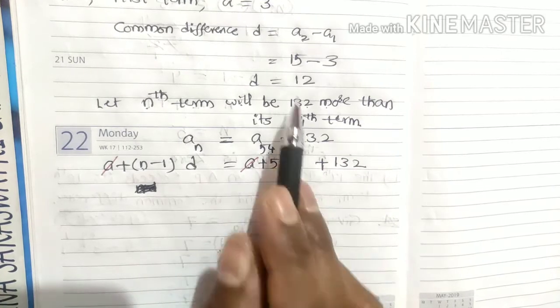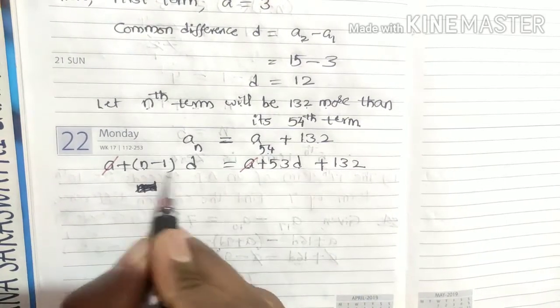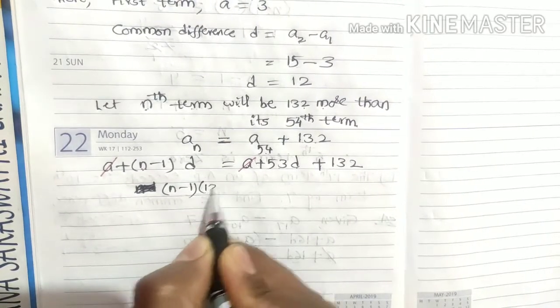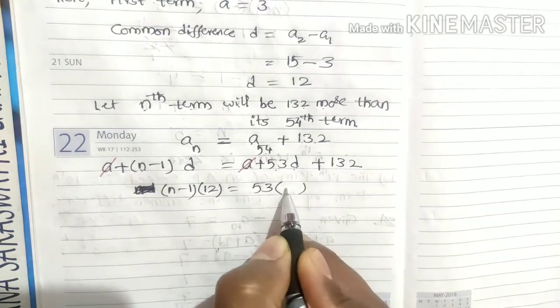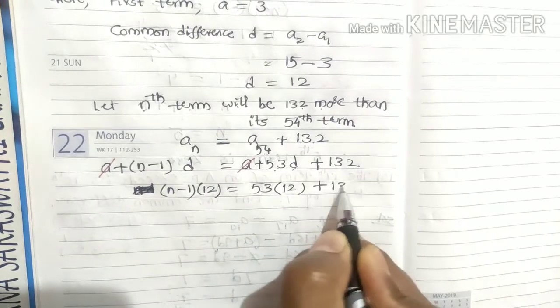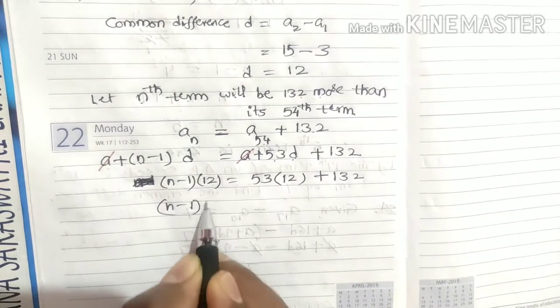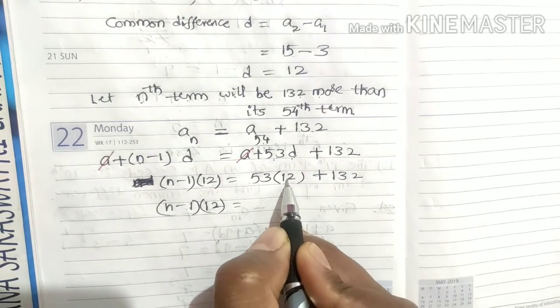Here the d value, 12, we know very well. So that d value you substitute here: n minus 1 into d. N minus 1 into d value 12 is equal to 53 into d value. 53 into d value is 12 plus 132. Further you can write n minus 1 into 12 is equal to 53 12 times.